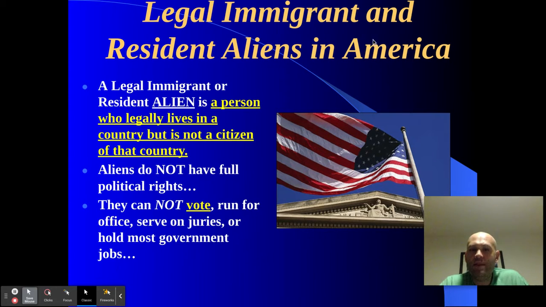Legal immigrants and resident aliens. A legal immigrant is someone who has gotten a visa to move to this country legally, but until you become a U.S. citizen, you do not have full rights. So you cannot vote. You have to pay taxes, but you can't vote. You can't serve on a jury. You can't have government jobs. You can't run for office. So people who are here legally but not citizens have to pay taxes, but they don't have all their rights.